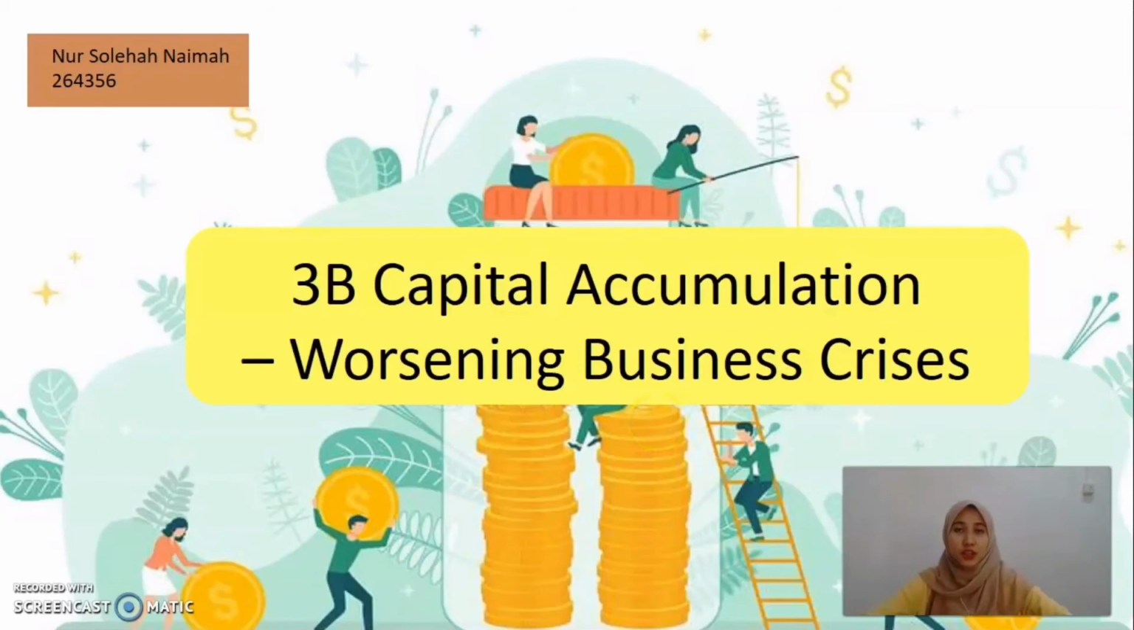My name is Nur Solehah Naimah binti Abdul Nasser, metric number 264356, and today I'm going to explain part 3B, which is capital accumulation worsening the business crisis.